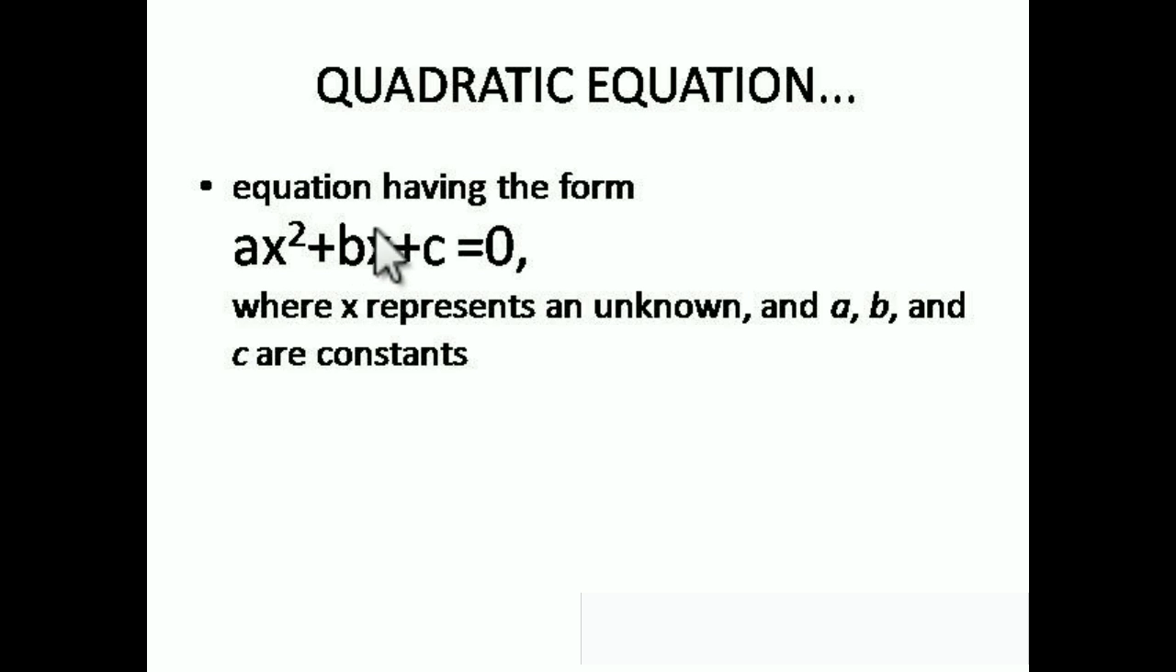The very basic thing is the general form of the quadratic equation: ax square plus bx plus c is equal to 0, where x represents the unknown variable, and a, b, c are constants. Please note that a must not be equal to 0, because if a is 0, it becomes a linear equation, bx plus c. B or c can be 0, but a cannot be 0. So this is the general form of the quadratic equation.